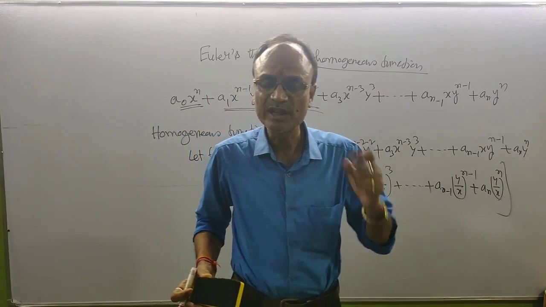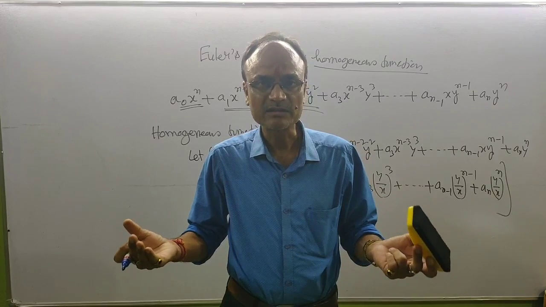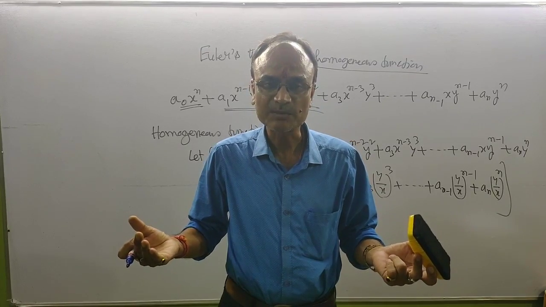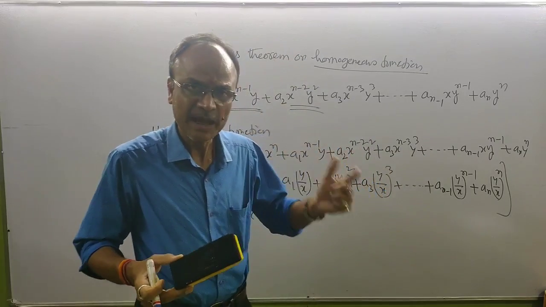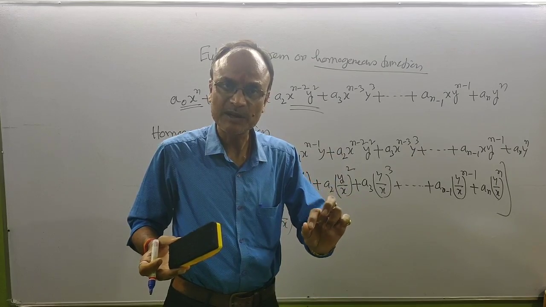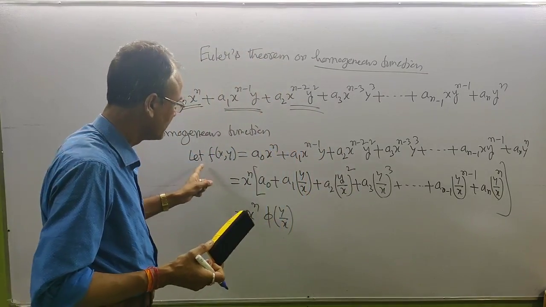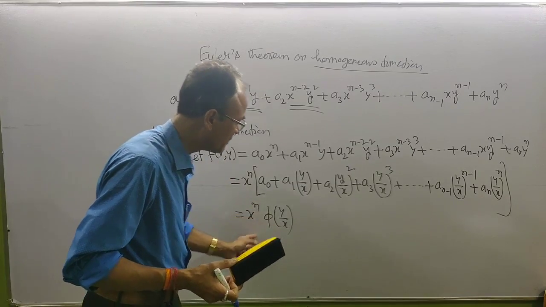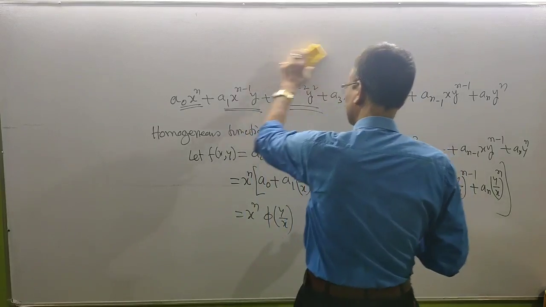Now, what is called a homogeneous function? Another definition: a function f of x y is said to be a homogeneous function of degree n if it can be expressed in the form x to the power n times another function of y by x.